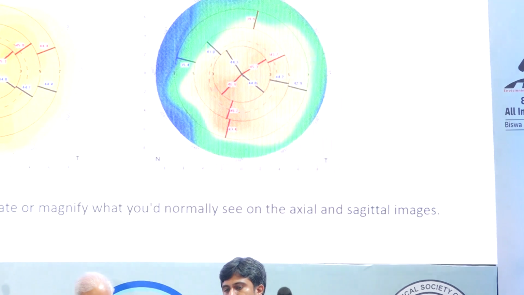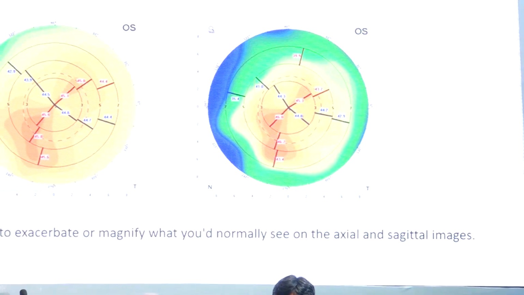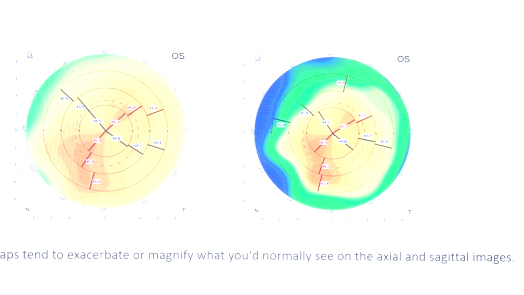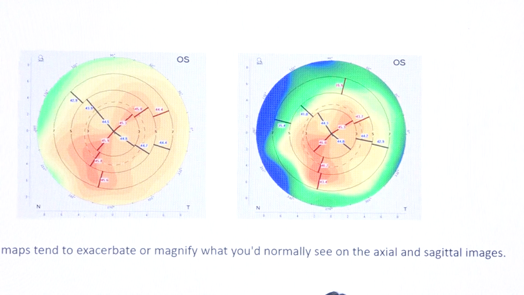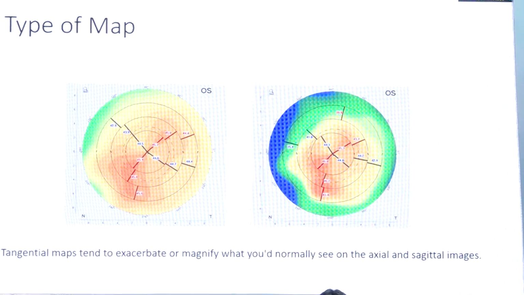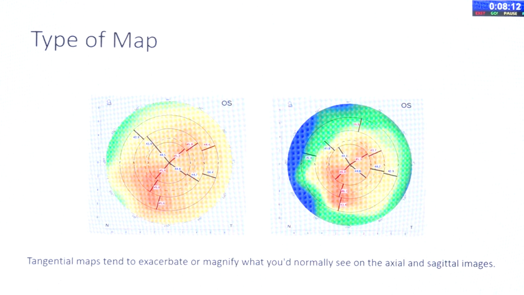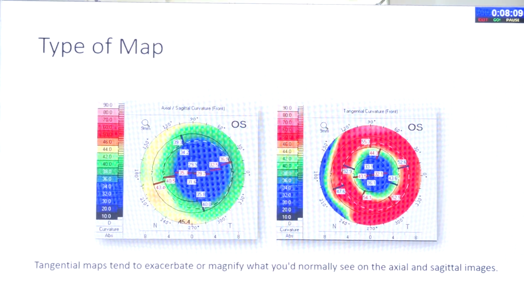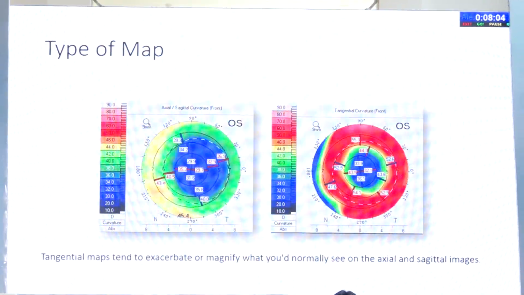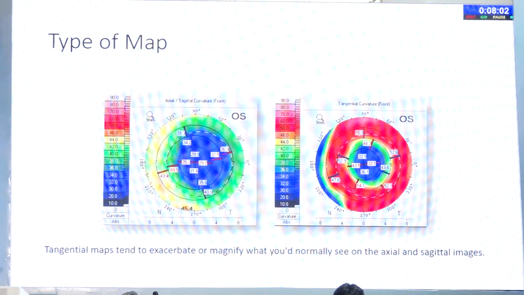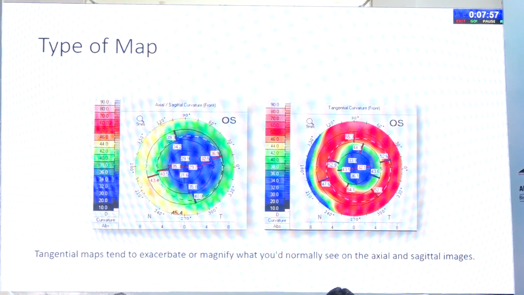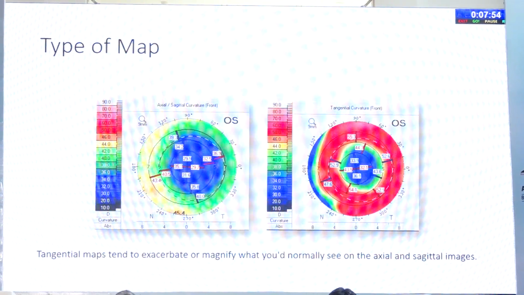So to start with, we have certain technical pointers we need to understand. So we have an axial or a sagittal map, and we have a tangential map. The basic difference is that the tangential map tends to exacerbate and magnify what you normally see on an axial or sagittal map. So this is actually very, very, very helpful when you are talking about a post-refractive surgery. As you could see, the left part is an axial map. This is a post-refractive surgery. The tangential map actually gives the size of the optical zone and the position of the optical zone with respect to the pupil. So it gives you more data, more answers to certain questions when we have a doubt post-operatively.